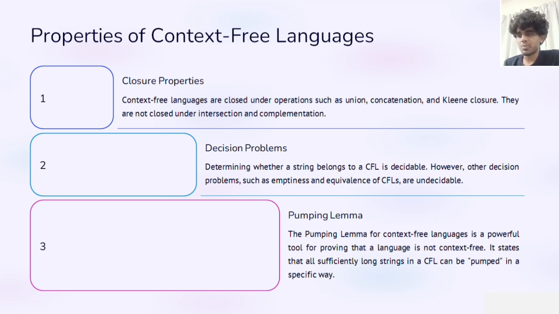Next point is decision problems. Determining whether a string belongs to a CFL is decidable. However, other decision problems such as emptiness and equivalence of CFLs are undecidable. Pumping lemma: the pumping lemma for context-free languages is a powerful tool for proving that a language is not context-free. It states that all sufficiently long strings in a CFL can be pumped in a specific way.